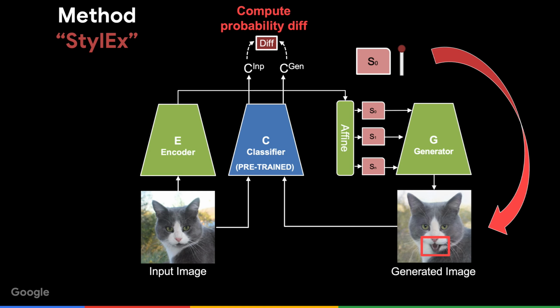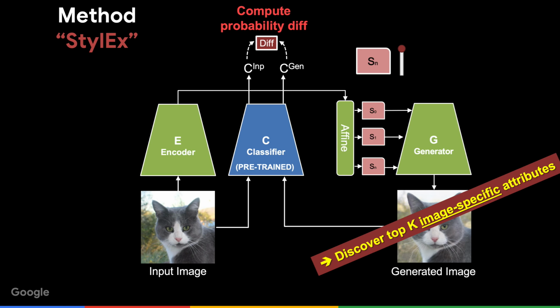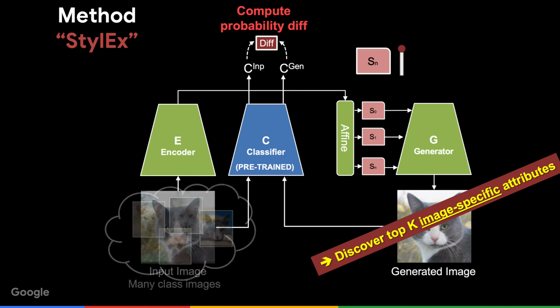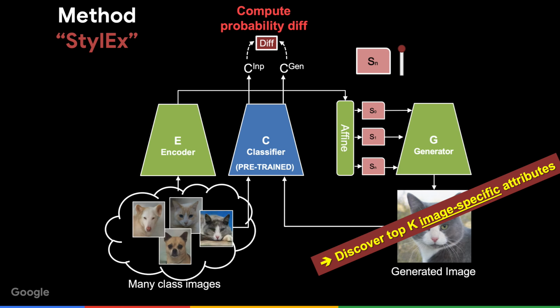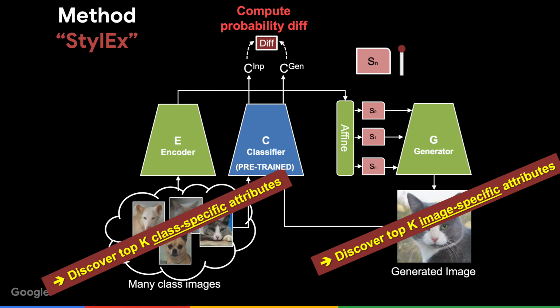Here is another one. And another one. We seek the top attributes that maximize the classification probability difference for this image. This provides the top k image-specific attributes. By repeating this process for a large number of images per class, we can further discover the top k class-specific attributes, which teaches us what the classifier learned about this specific class.